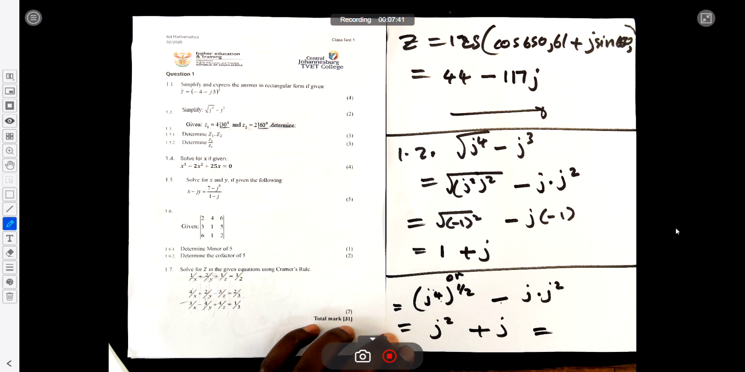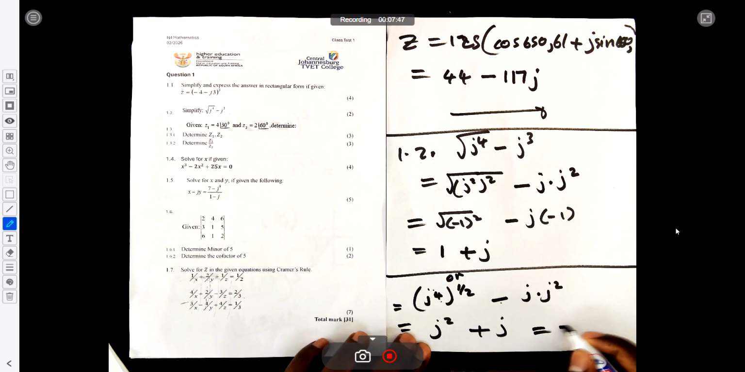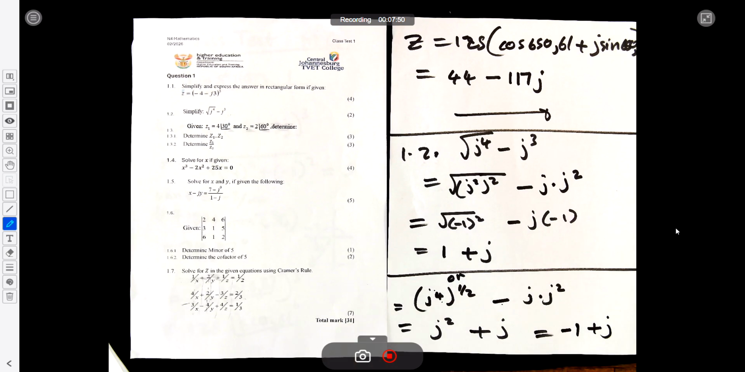And the final answer will be equal to, as some of you saw, j squared is negative 1. So you have negative 1 plus j. So it's either plus 1 plus j or minus 1 plus j. Those are the solutions.